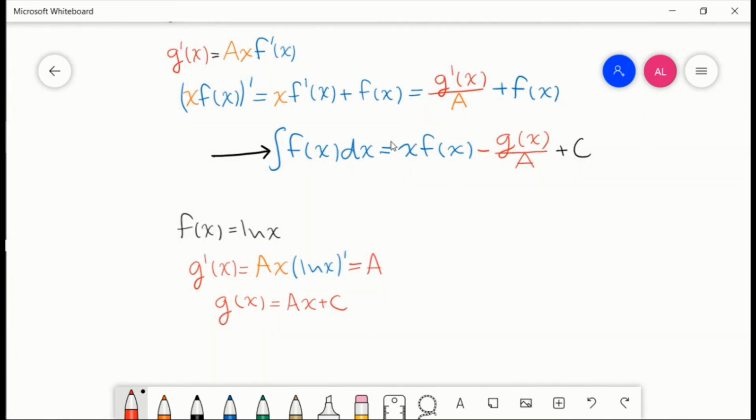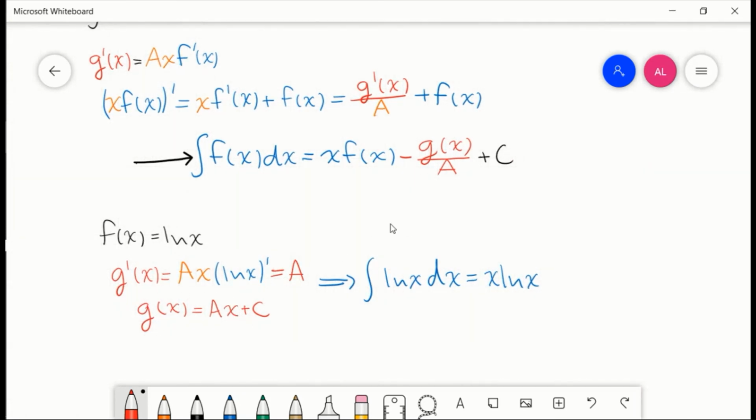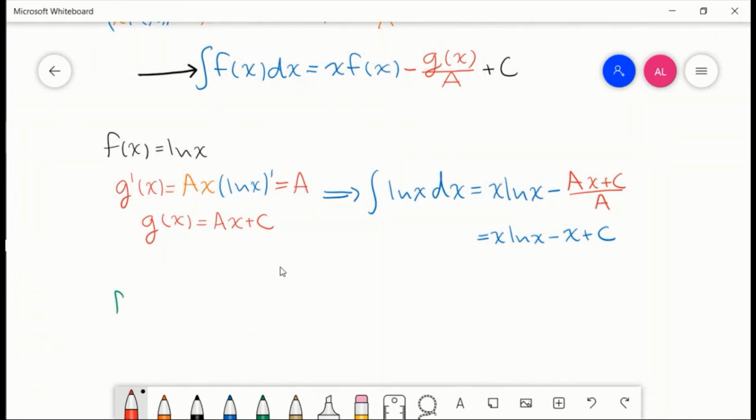So now, by this formula right here, we have that the integral of the natural log of x dx is equal to x times the natural log of x. And then if we plug this thing right here into this, we have minus ax plus c all over a. And then this is equal to x natural log of x minus x plus c. And so that is, in fact, the same exact answer as we got in the previous integration by parts chunk of this video. So now, with this as an example, I am going to demonstrate our new method on f of x equals arctangent of x.